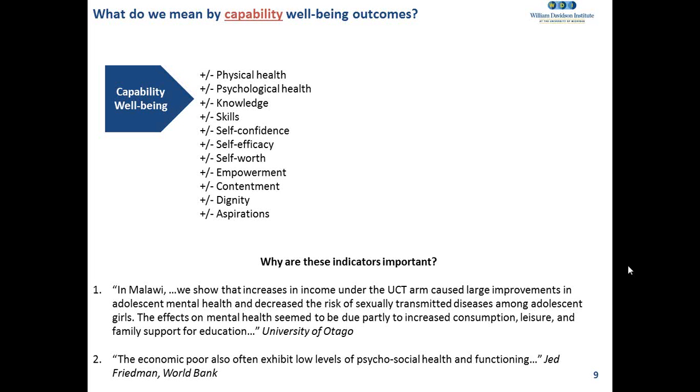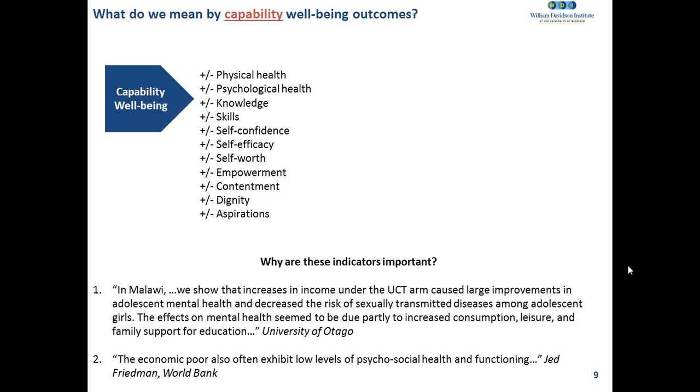By studying other types of well-being, they learned that changes in mental health result from a mix of inputs from economic well-being, so in this case increased income and consumption, capability well-being, so in this case increased leisure, and relationship well-being, which I'll get to in a moment, which is increased family support. With such information, the program can then increase other inputs, such as the capability and relationship inputs, besides income, to further improve mental health and its benefits.